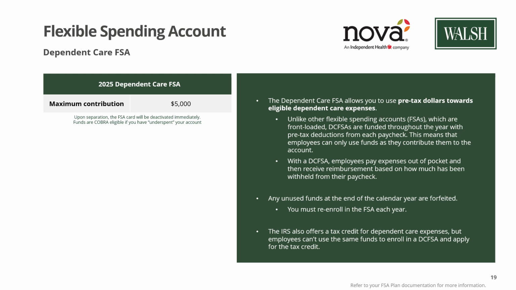I do want to note in the bottom, that last bullet on the right-hand side, the IRS also offers a tax credit for dependent care expenses on your annual return. You can claim either the dependent care pre-tax account or the dependent care tax credit on your annual return. You cannot claim both. So if you do have any questions, make sure you talk to your tax advisor and see which one is going to be most advantageous for you.